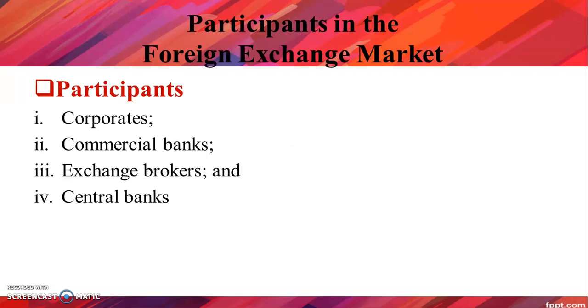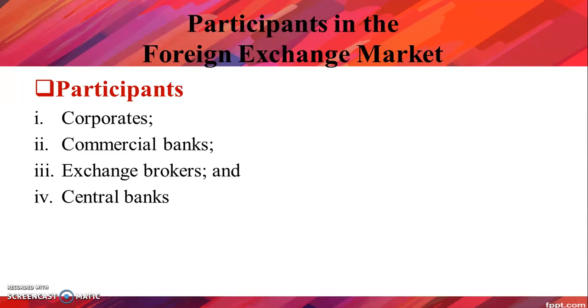Then next topic is the main participants of foreign exchange market. The participants in the foreign exchange market comprise corporates, commercial banks, exchange brokers, and central banks. The business houses, international investors, and multinational corporations may operate in the market to meet their trade or investment requirements. They may also buy or sell currencies with a view to speculate or trade in currencies to the extent permitted by the exchange control regulations. They operate by placing orders with the commercial banks.